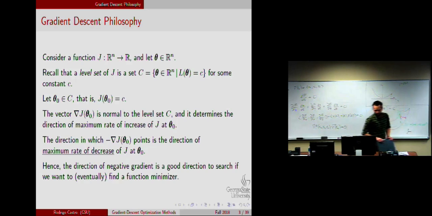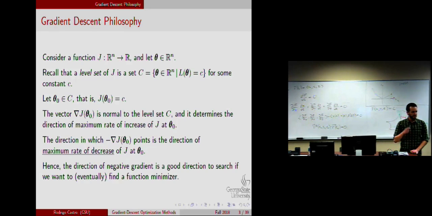Now, the thing about the maximum rate of increase has to do with the directional derivative. The directional derivative, remember, is a dot product between the gradient and some unit vector that you want, to see how much the function changes in some direction. And you'll see from the expression that it is maximum when the gradient and that unit vector are in the same direction. So that's why the gradient determines the direction of maximum rate of increase. Okay?